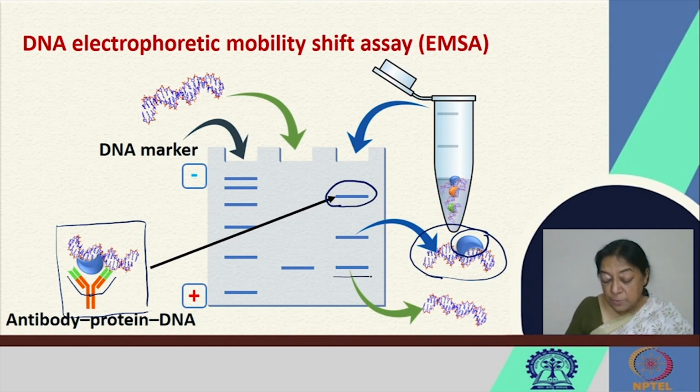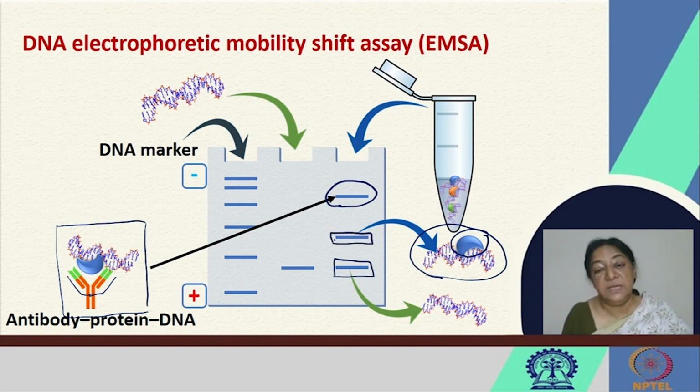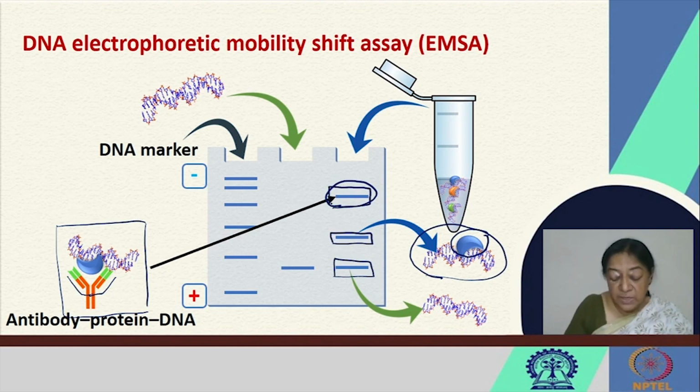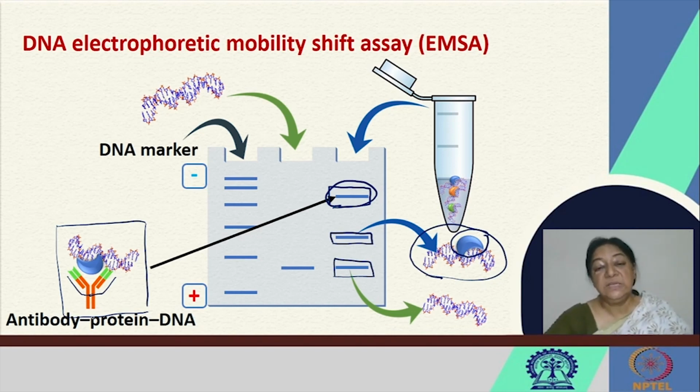Initially, the first band observed here is the uncomplexed DNA. The second band we observe here is the complexed DNA with the protein of interest. And the third band that we observe here is due to the antibody protein DNA complex. This is often called the super shift assay because we have now an antibody protein DNA complex which results in even further retardation, further slower migration of our protein DNA complex.